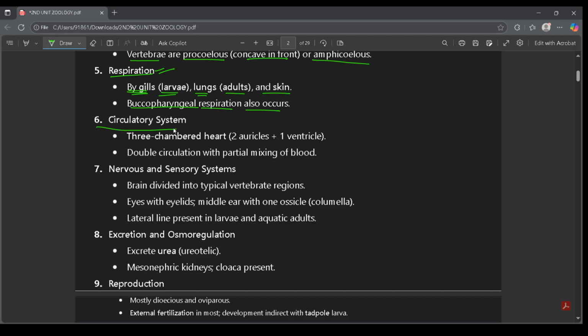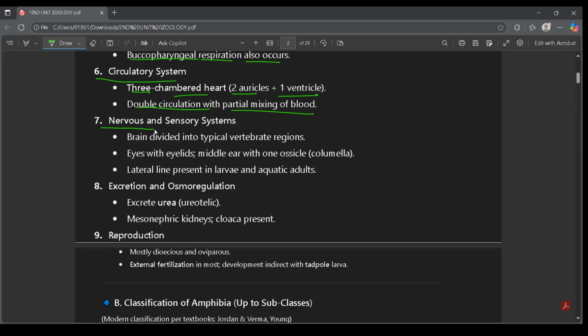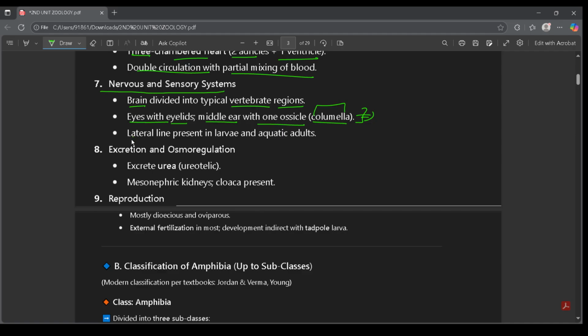Number six being the circulatory system: three-chambered heart, two auricles and one ventricle, double circulation with partial mixing of blood. Number seven being nervous and sensory system: brain is divided into typical vertebrate regions, eyes with eyelids, middle ear with one ossicle or columella. Again, there is a pronunciation error with this, just check this out once. Lateral line present in larvae and aquatic adults.